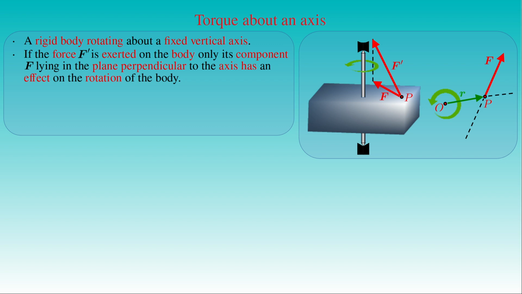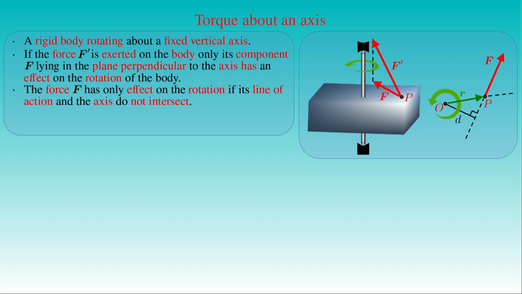Everyday experience also shows that the force F can only have effect on the rigid rotation if its line of action and the axis of rotation do not intersect, that is the distance d between the point O and the line of action of the force does not vanish. The perpendicular distance d from the axis to the line of action of the force F is called the lever arm of the force F about the axis of rotation.